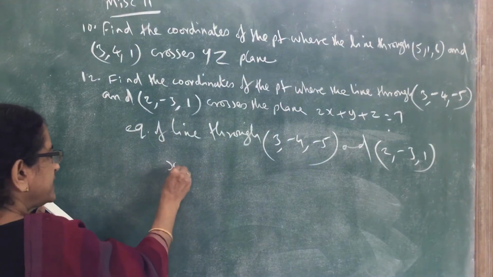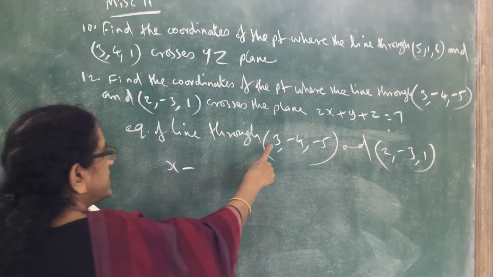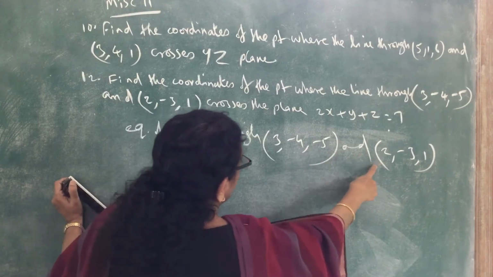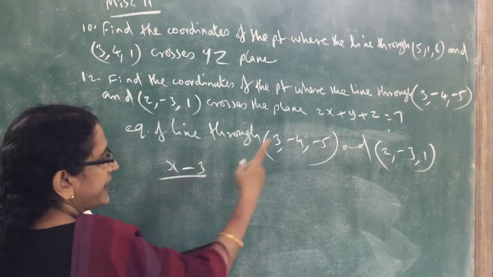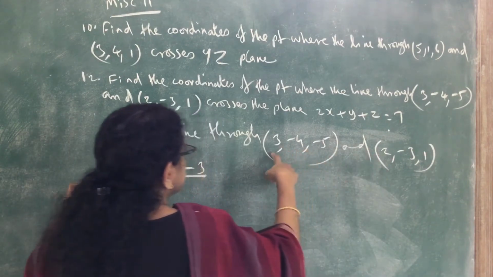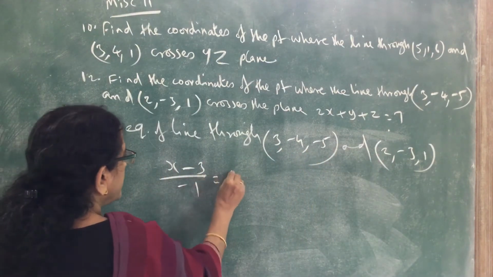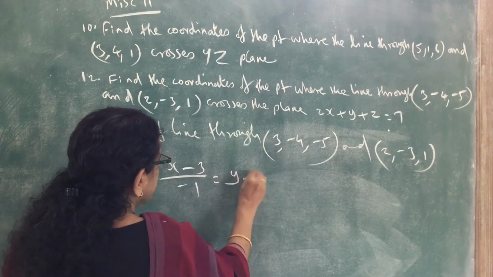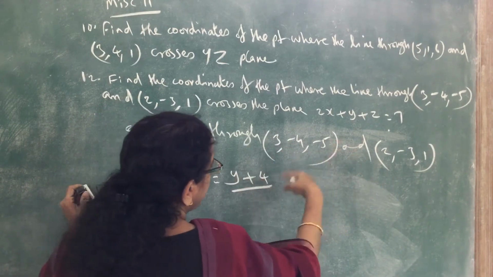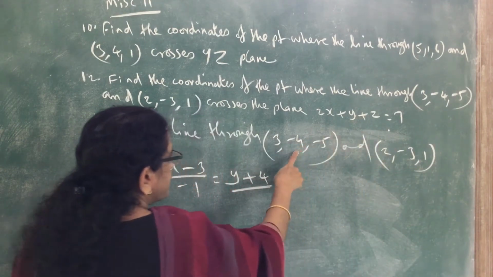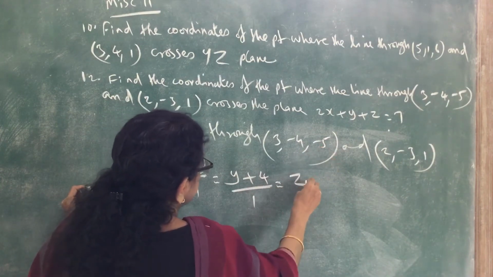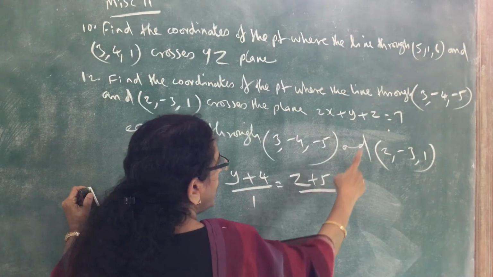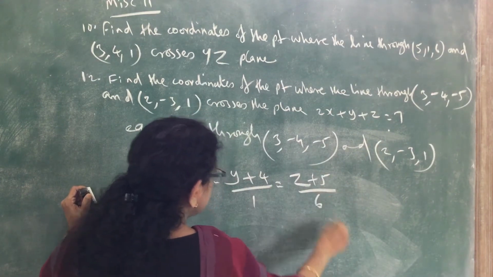That is, the same formula: (x - x1), where these are x1, y1, z1 and x2, y2, z2. So (x - 3)/(x2 - x1), that is (2 - 3) = -1, equals (y - y1), that is (y + 4), over (y2 - y1), that is (-3 - (-4)) = 1, equals (z - z1), that is (z + 5), over (1 - (-5)) = 6.